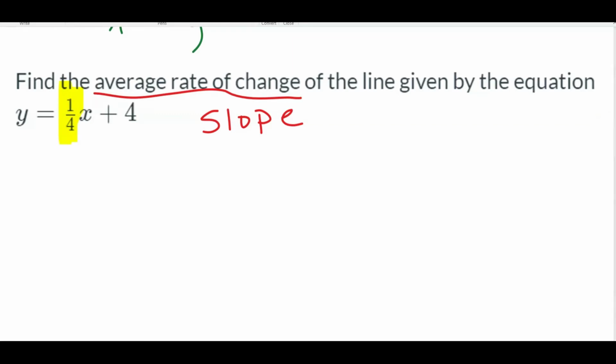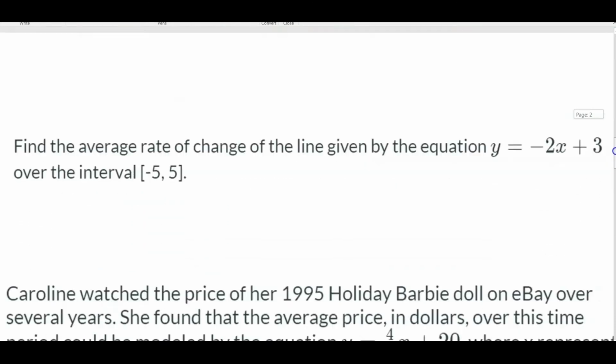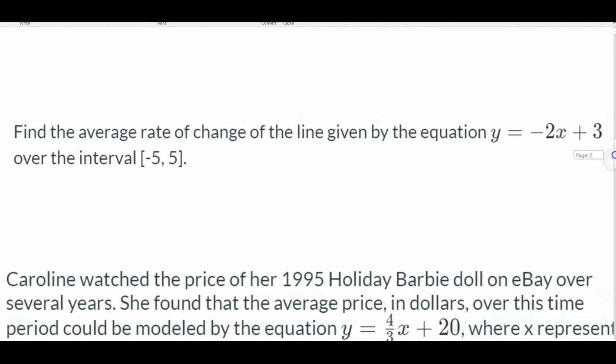So in this case, the slope, or the average rate of change, is just 1/4. Now, it doesn't matter what else they put in this paragraph. You're going to see questions, and this was on a test, where they gave us the equation and then say, find the average rate of change, again, the slope, of the equation given by y equals -2x plus 3 over the interval -5, 5. That interval part doesn't even matter.